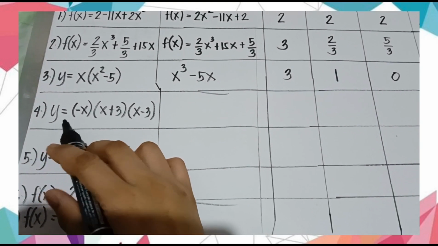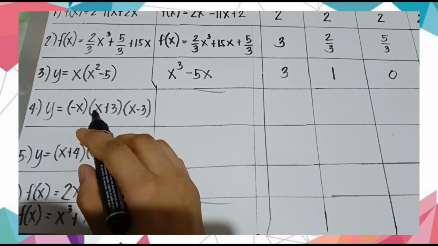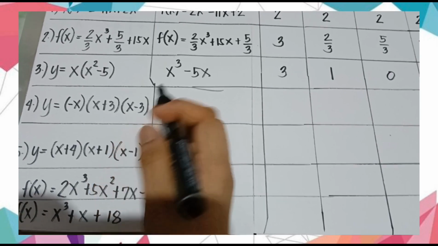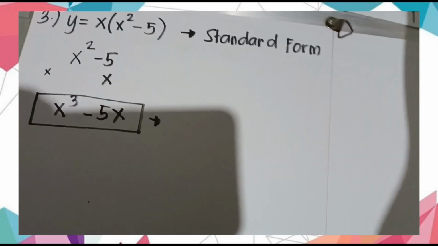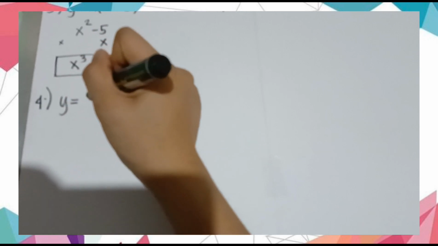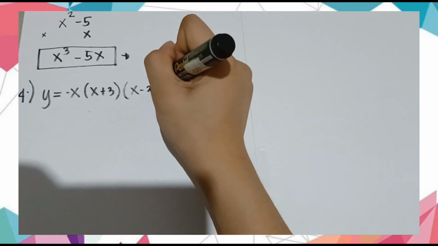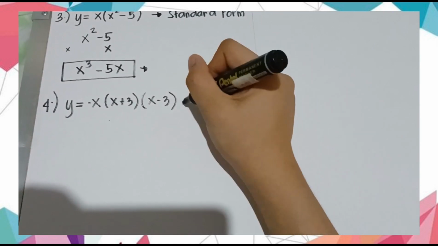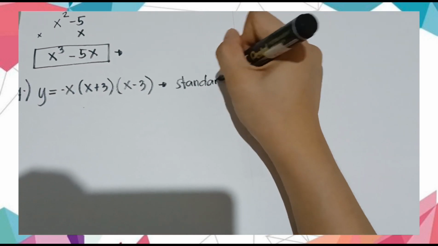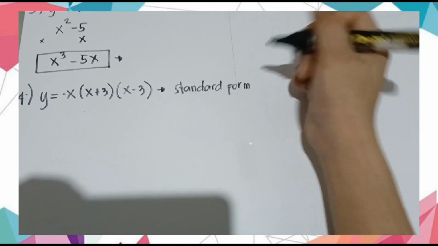Next, we have example number 4. y equals the quantity negative x times the quantity x plus 3 times the quantity x minus 3. The same process as we did in example number 3. So we multiply the three factors of the factored form of that polynomial function to find the standard form.